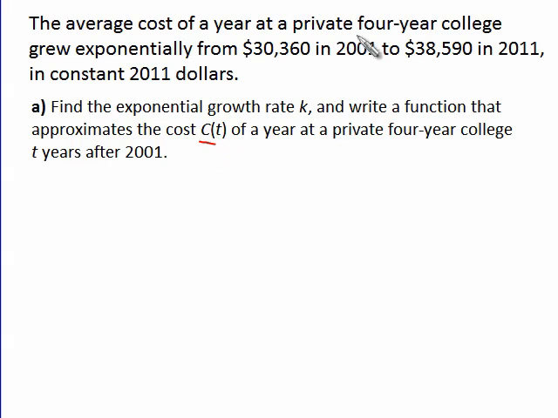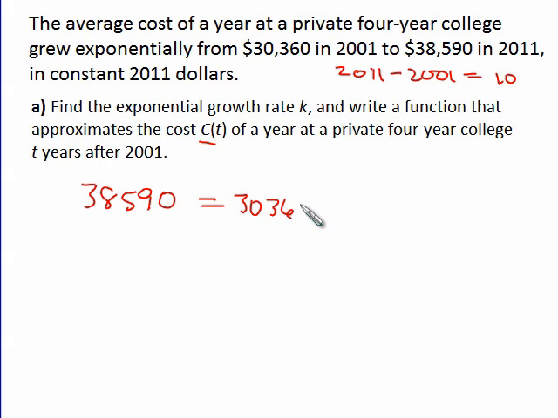Well, the first thing I need to do is figure out how many years have passed. So we have 2011 minus 2001. So that's 10 years that have passed. Using the newest year first, I'm going to say 38,590 must equal the original, or the first value, 30,360 e to the, this is what I'm looking for, the rate of growth, times t, which is the number of years that pass between this number, and that's why I needed the 10. So this is what I need to solve.